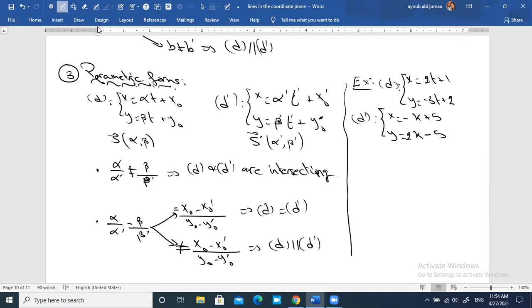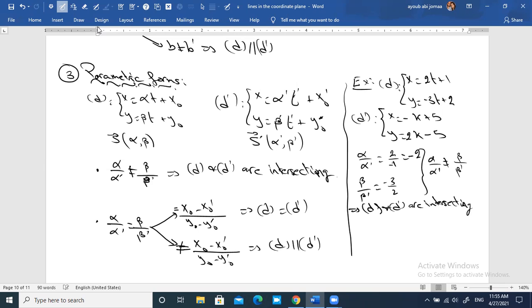Alpha over alpha prime is 2 over negative 1, which is negative 2, and beta over beta prime is negative 3 over 2. They are not equal. Alpha over alpha prime is not equal to beta over beta prime. It means that D intersects D prime. They are intersecting lines.